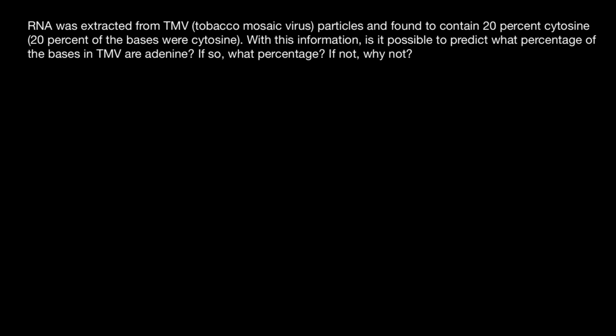Today's problem is: RNA was extracted from TMV, tobacco mosaic virus, particles and found to contain 20% cytosine, meaning 20% of the bases were cytosine. With this information, is it possible to predict what percentage of the bases in TMV are adenine? If so, what percentage? If not, why not?